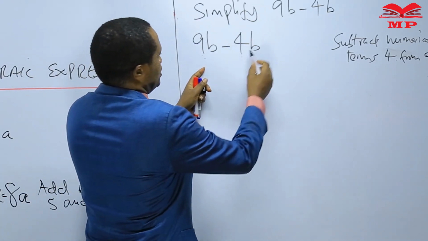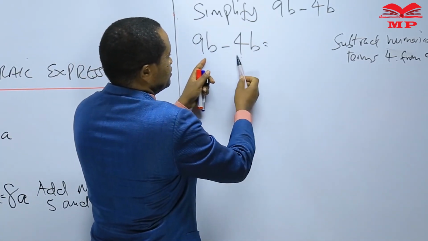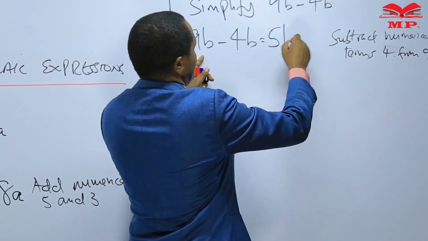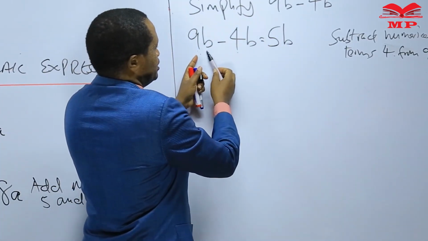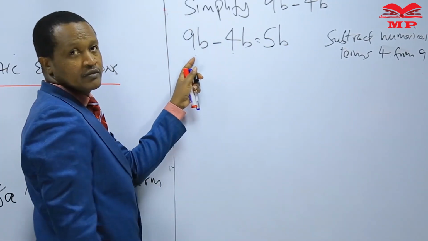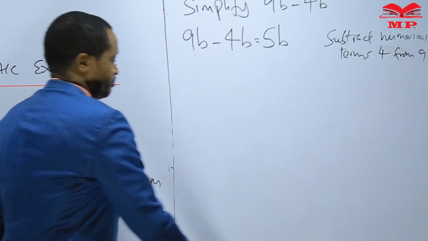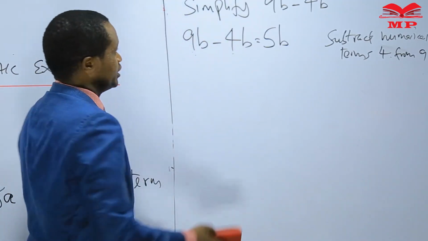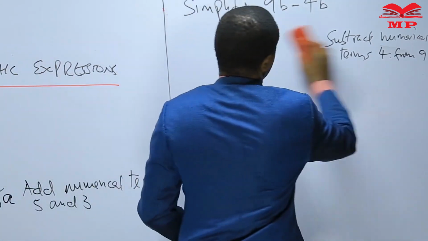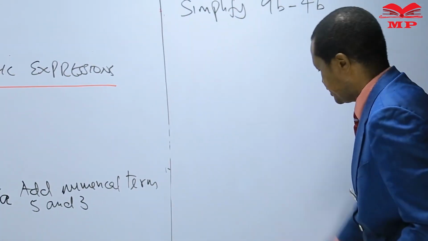So 9 minus 4 is equal to 5b. So 9b minus 4b is equal to 5b. Are we together? Any question? There's no question. Let's do another example.